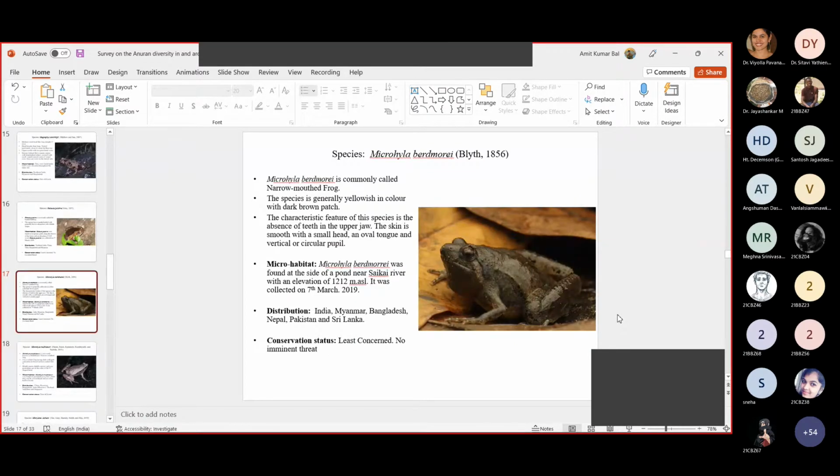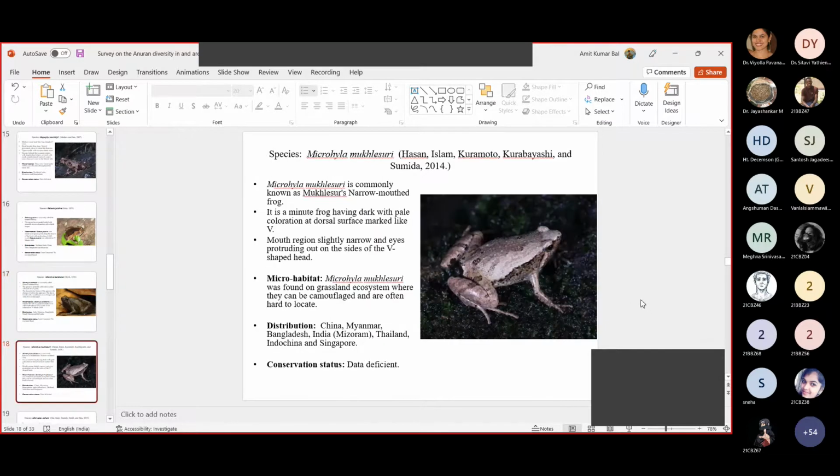Next, we have the Microhyla berdmorei, commonly called a narrow-mouthed frog. The species is generally yellowish in color with dark brown patches. The characteristic feature of this species is the absence of teeth in the upper jaw, and the skin is smooth with a small head, an oval tongue, and a vertical or circular pupil. Next, we have the Microhyla mukhlesuri, known as the Mukhlesur's narrow-mouthed frog. Its surface is marble-like with a distinct V-shaped head. They are found within China, Myanmar, Bangladesh, India, Thailand, Indochina, and Singapore.